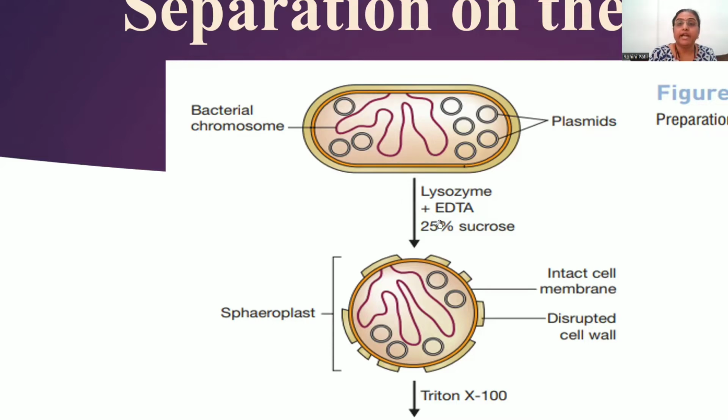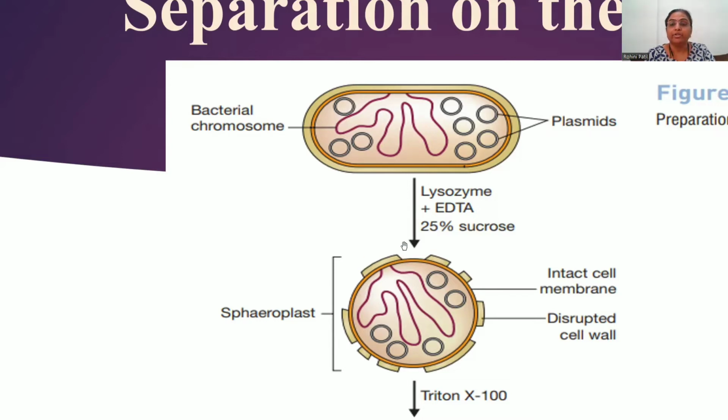Then here there is the addition of the EDTA. EDTA is a chelating agent, and it is going to chelate the ions, and then there is the addition of sucrose. In this way, this solution allows the isolation of the spheroplast. Now, what is the spheroplast?